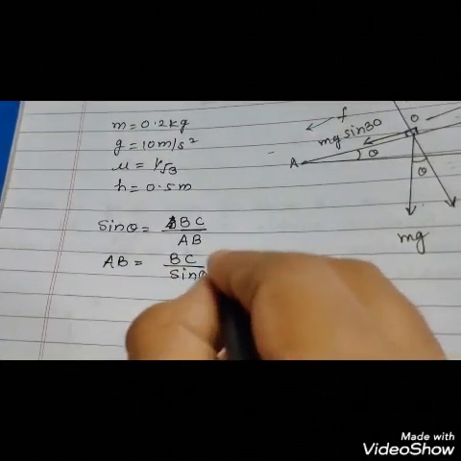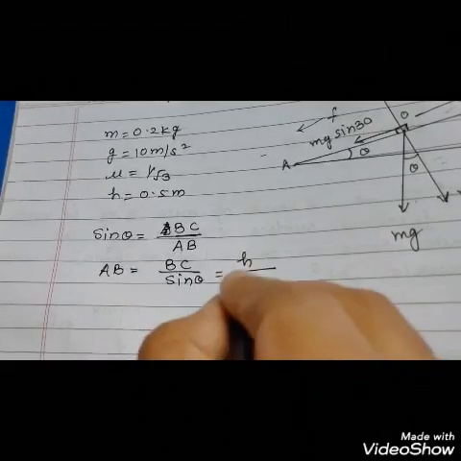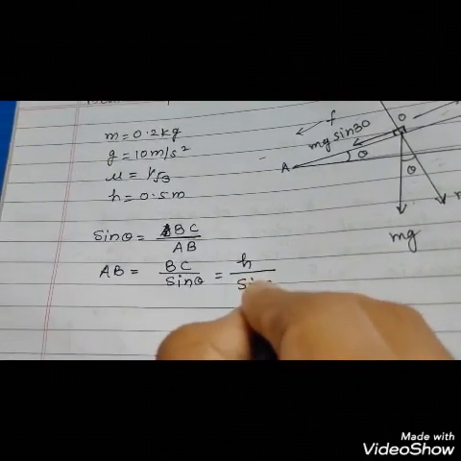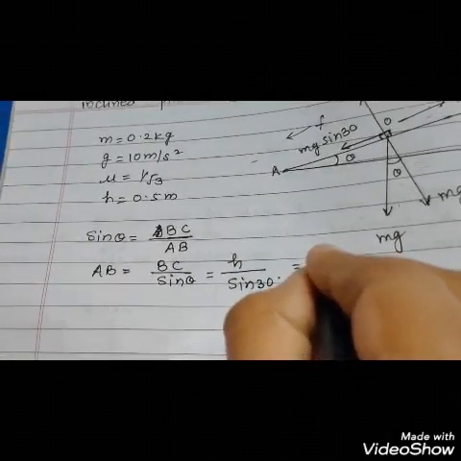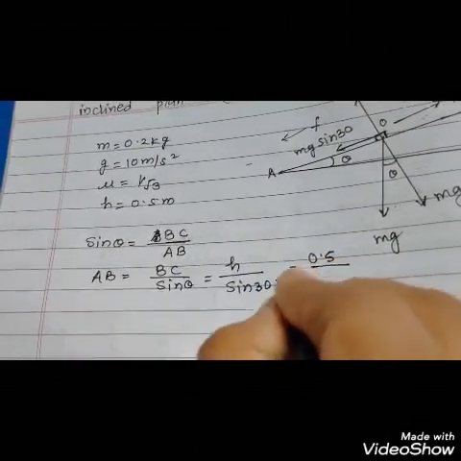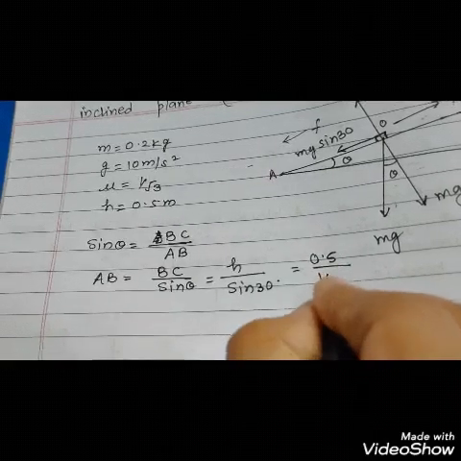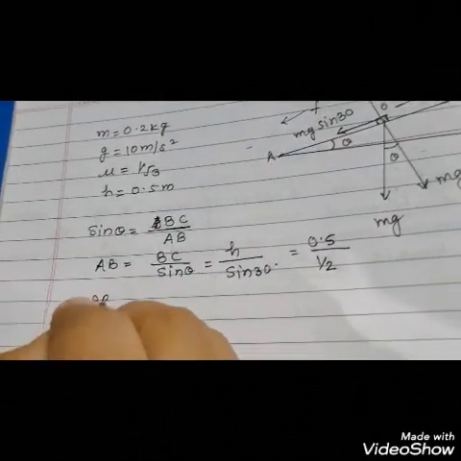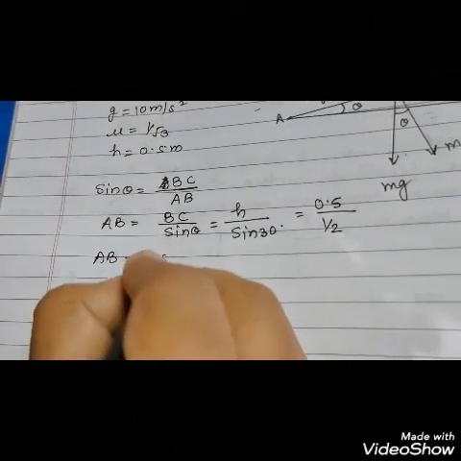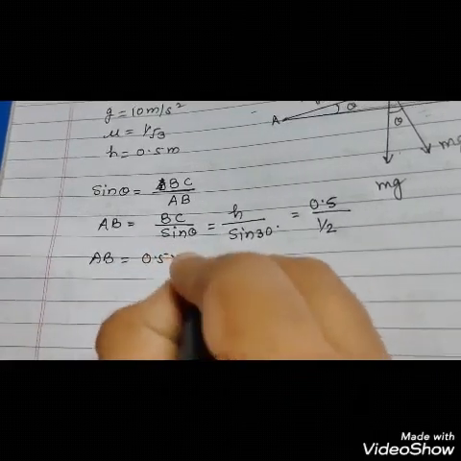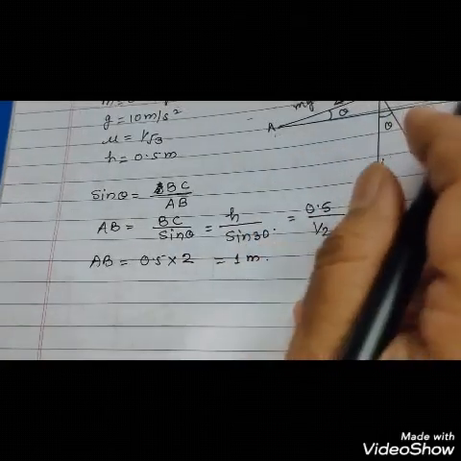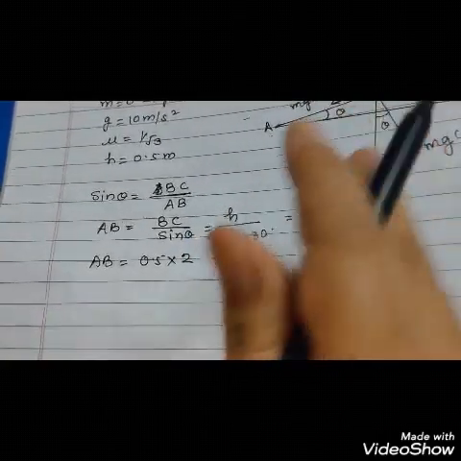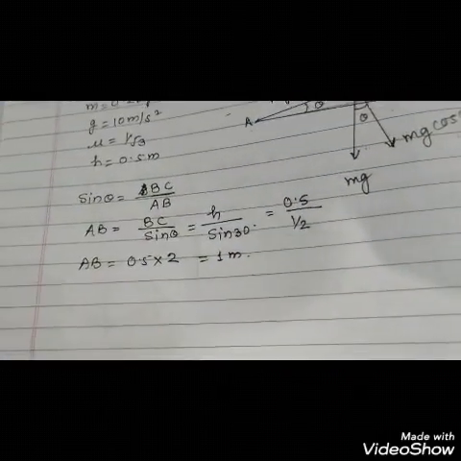It is given BC is h, which is 0.5, and theta is 30 degrees. The value of sin 30 is 1 upon 2. So AB is equal to 0.5 multiplied by 2, that means it is equal to 1 meter. So the length of AB is 1 meter.